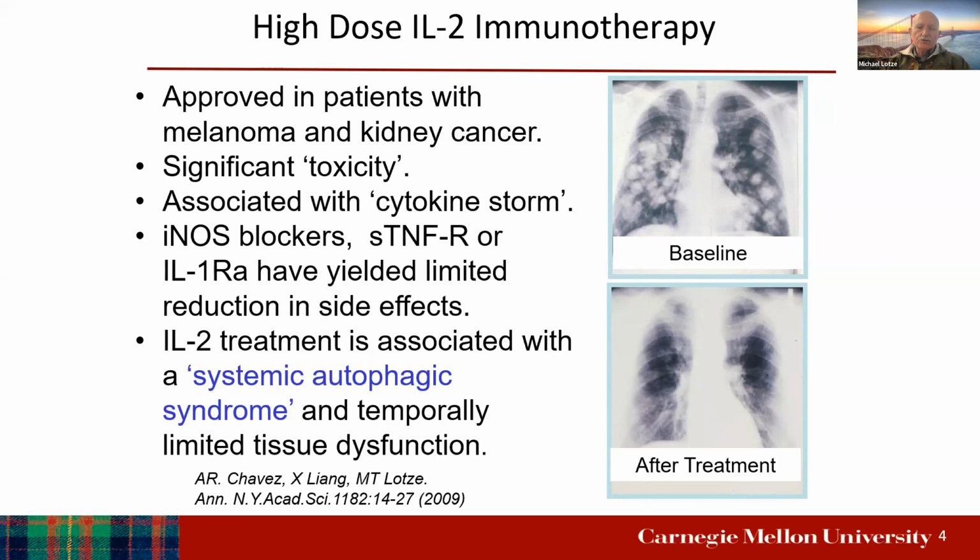And so our current notion, and there are good mouse models that we've published on, is that this IL-2 treatment is associated with what we call a systemic autophagic syndrome. And for those familiar with apoptosis, which is programmed cell death, autophagy is programmed cell survival. Essentially, cytokines inform each of the individual cells within organs to shut down normal function and to go into a period of programmed cell survival. When you stop the IL-2, virtually all of these changes reverse.